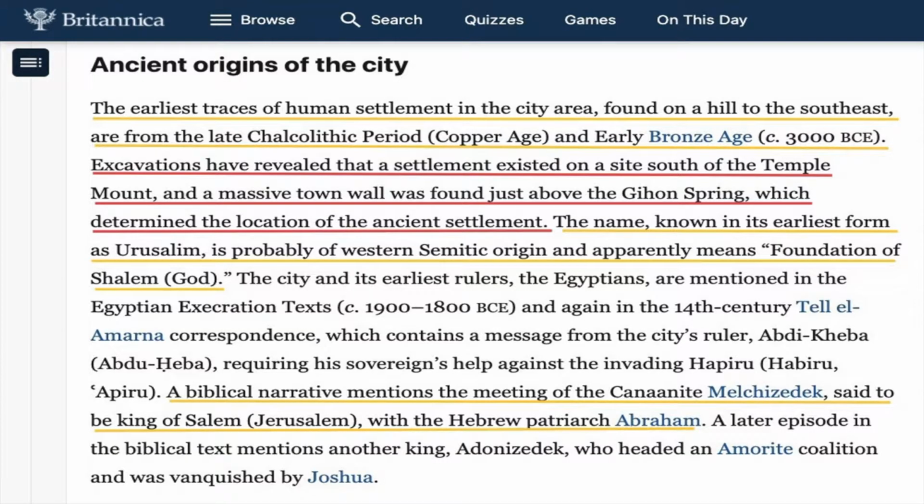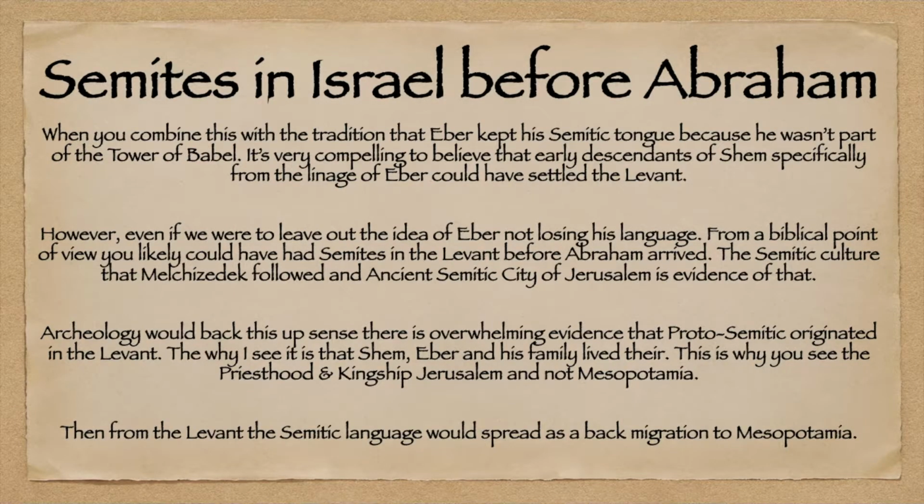This fits the exact same time period as this Semitic city of Jerusalem. Reading what's in yellow, the earliest traces of human settlement in the city area found on a hill to the southeast are from the late Chalcolithic period, Copper Age, and the early Bronze Age. The name known in its earliest form as Jerusalem is probably of Western Semitic origin and apparently means foundation of Shalom. Very interesting.